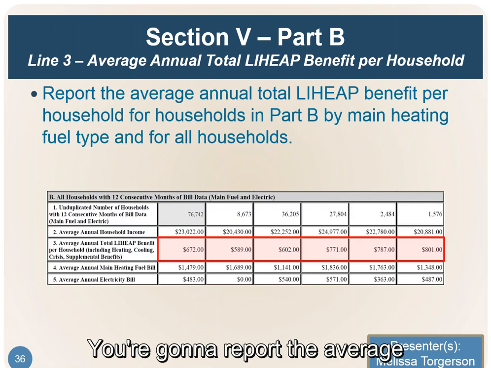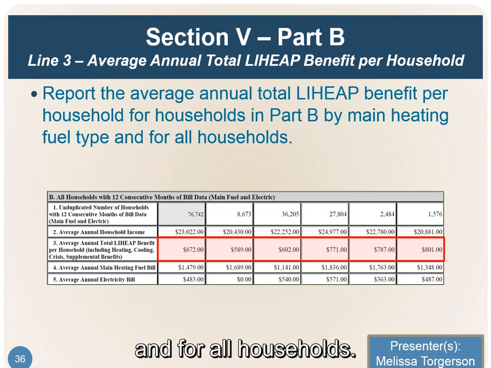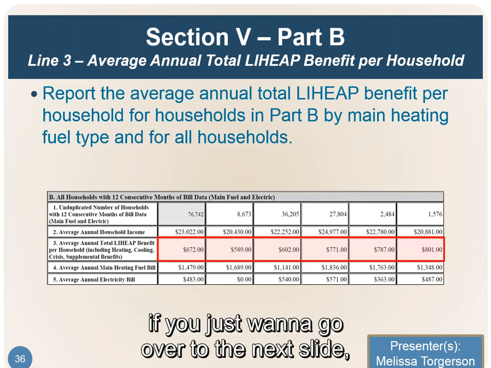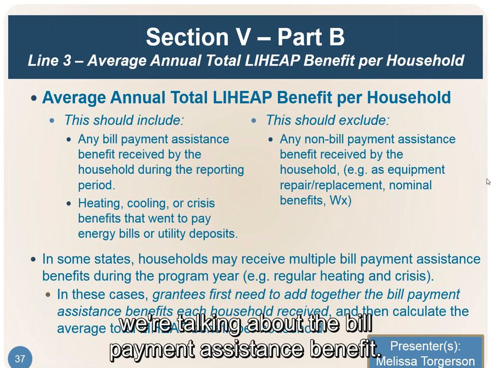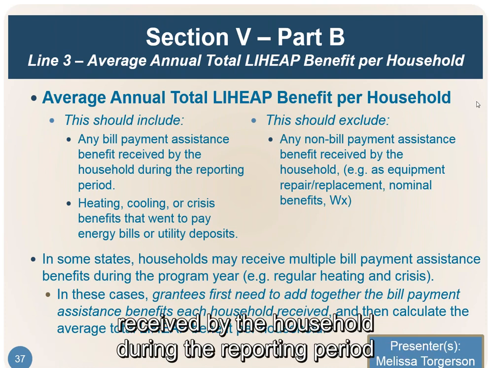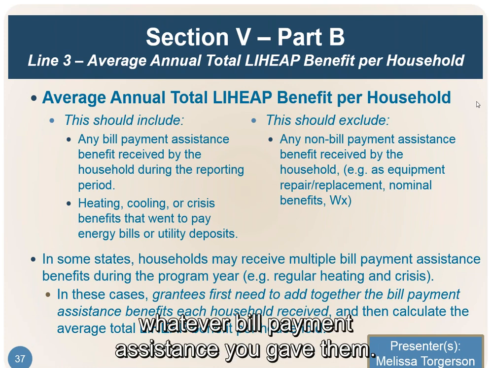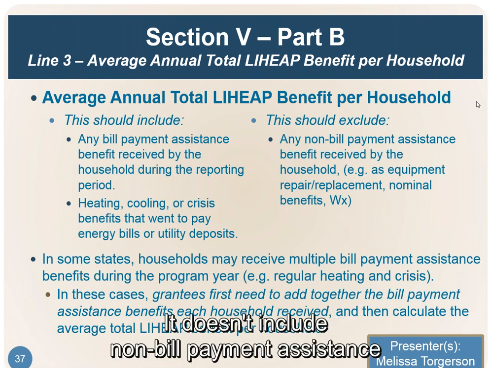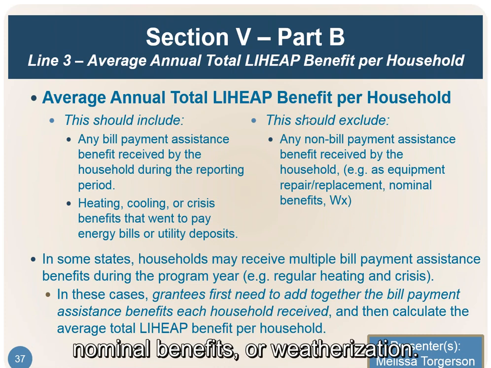You're going to report the average annual total LIHEAP benefit per household by main heating fuel type and for all households. So I believe the next slide covers this. When we talk about annual total LIHEAP benefit, we're talking about the bill payment assistance benefit. We're talking about bill payment assistance received by the household during the reporting period that includes heating, cooling, crisis, supplemental, whatever bill payment assistance you gave them. It doesn't include non-bill payment assistance like equipment repair and replacement, nominal benefits, or weatherization.